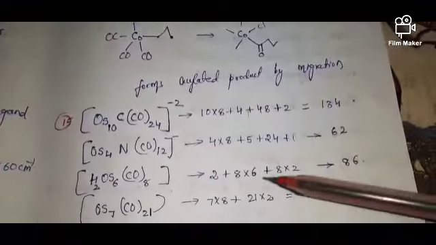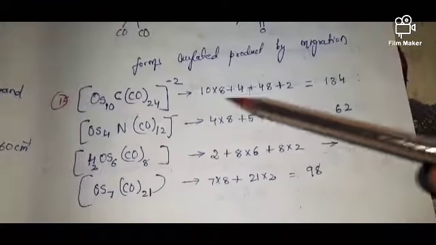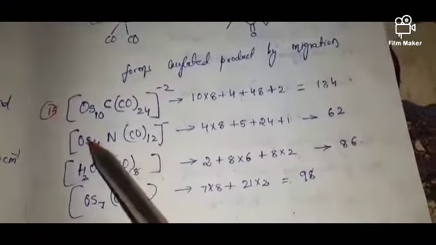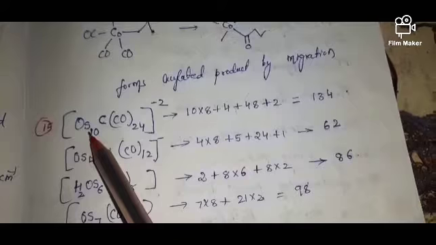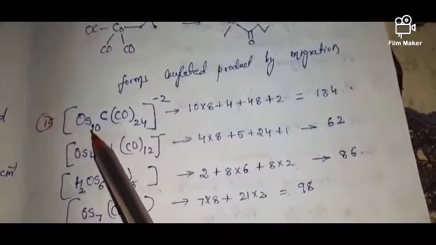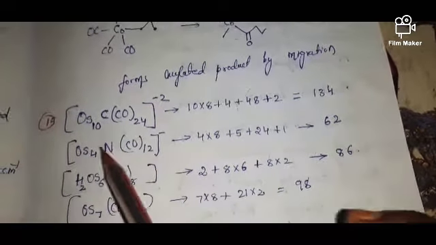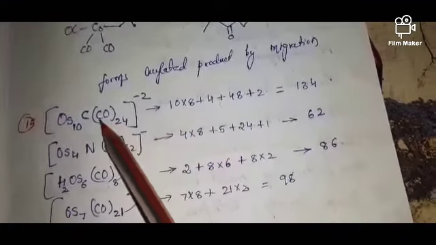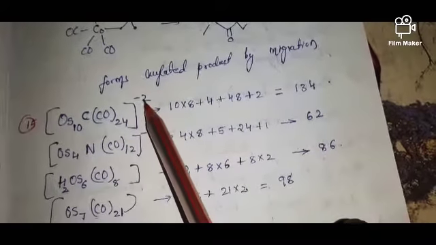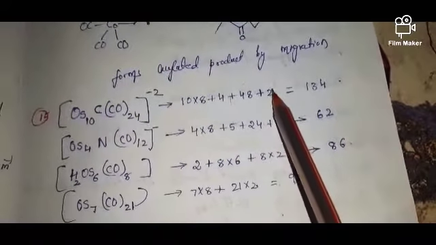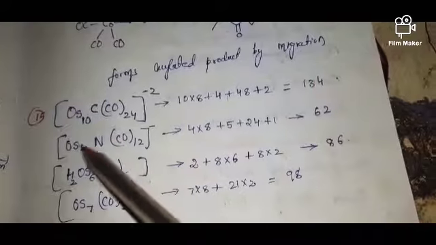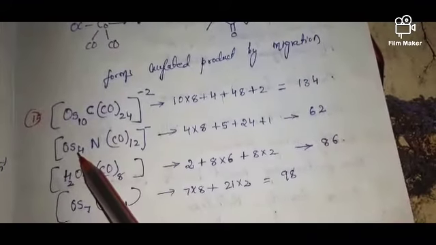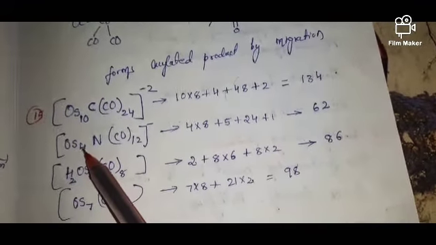Next, here they have asked about the total electron count, friends. We know that osmium has 8 valency electrons, and here they have given 10. We have discussed this so many times, friends. 10 into 8 plus 4 plus 24 into 2, 48, and here they have given the -2 charge, that means +2, so 134.